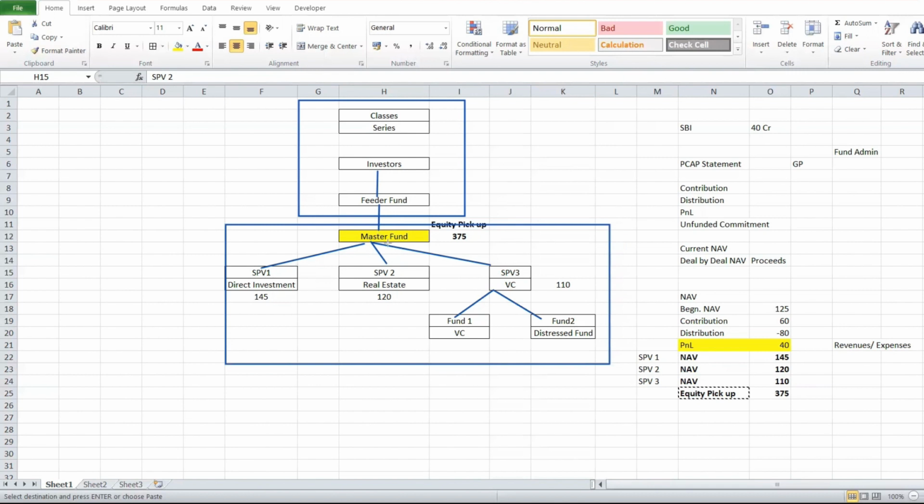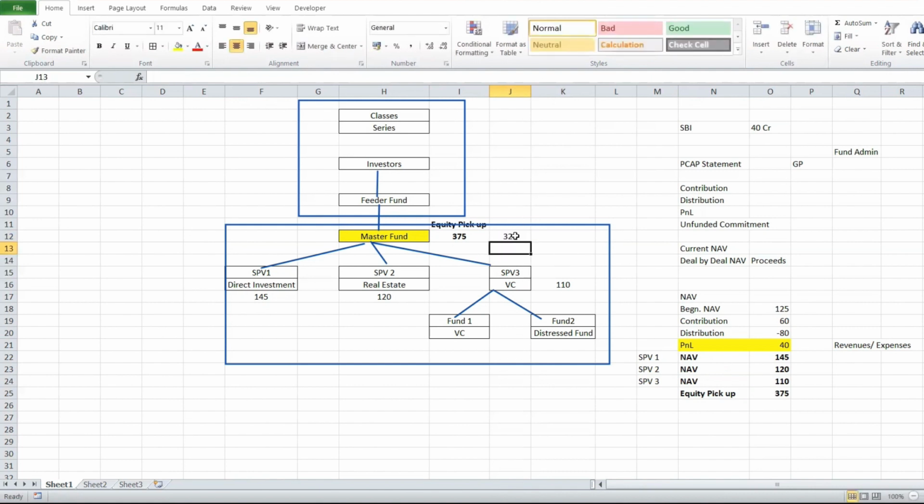For the master fund, who is the investor? Feeder fund. So now what the SPVs have done to the master fund, the same the master fund will also do for the feeder fund. Agree. So now what the feeder fund will do: out of 375, I'm not going to break it down. So out of 375, let's take I have taken 20 as my expenses. Expense.